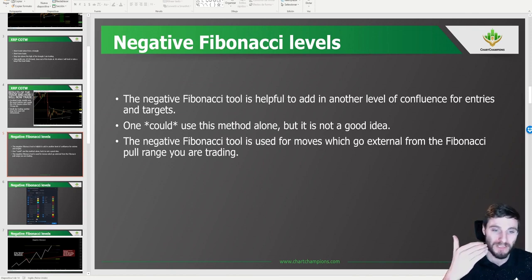But what we can see is, you want to add in more levels of confluence. The more that you can add in, the more confident you get on those setups. And that's what you want: confidence in your setups, confidence in the trades.